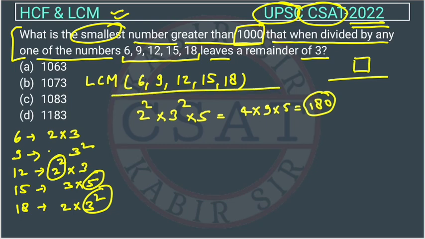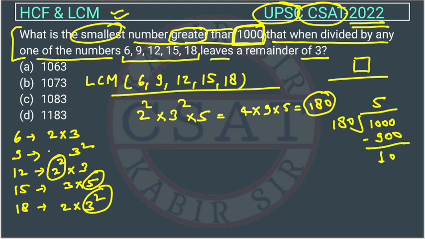But we have to find the number near 1000, so it should be greater than 1000. So what do we have to do? We will divide 1000 by 180, right? It will go 5 times, so it is 900. So what is remaining? 100. Now we can't divide 100 by 180, right? Because here 80 is less. If we add 80 to this, we can divide it by 180, right?